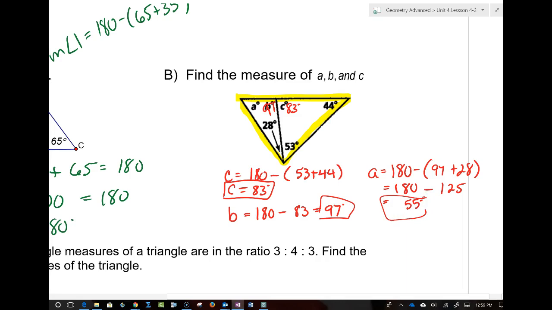Could I use the big yellow triangle right there? Because 28 plus 53, isn't that 81? So if that's 81, I can use 81 plus 44 plus A. So those of you who said you're going to get A first, is that okay? But make sure you're using what you have. Show me work so I can at least follow your thought process.